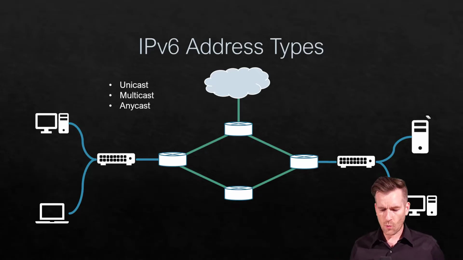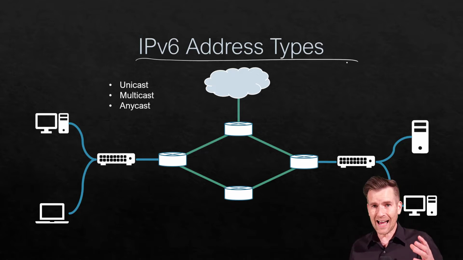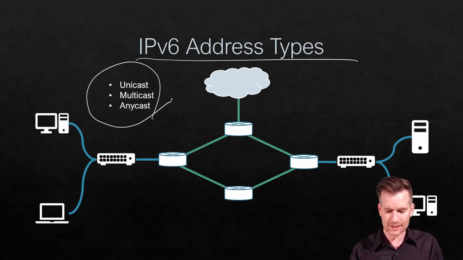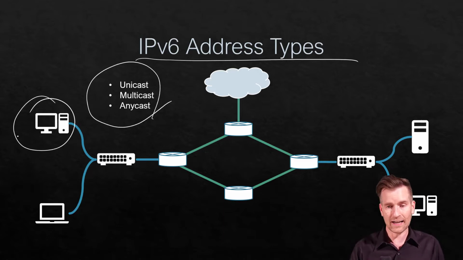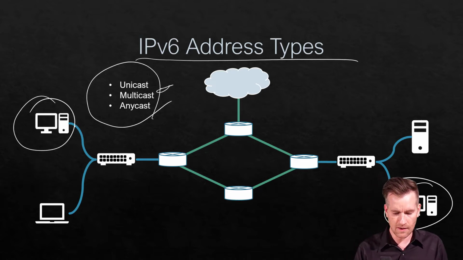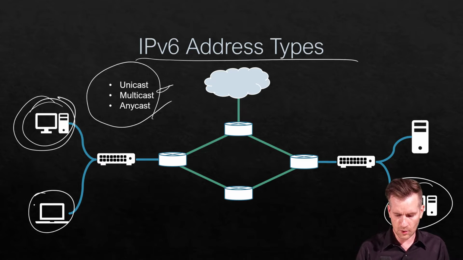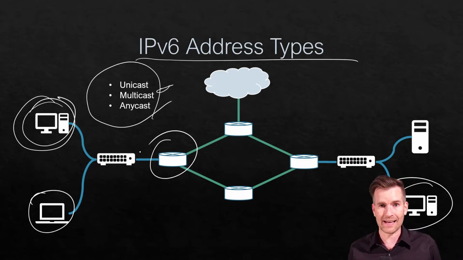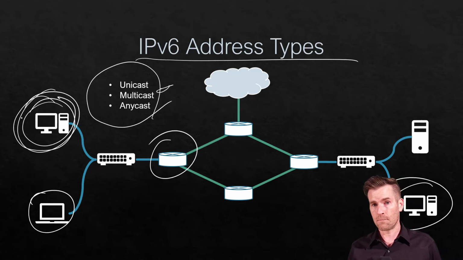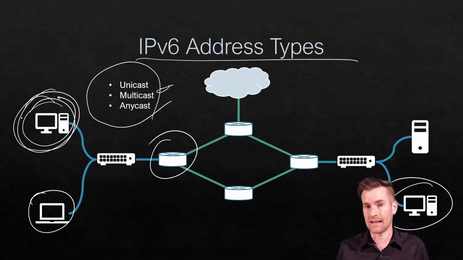In a prior video, we talked about IPv6 addresses and how it does not have broadcasts. What it does have is Unicast, Multicast, and Anycast. Unicast being from one device to one device, one-to-one. Multicast being from one device to multiple devices, one-to-many. And Anycast being from one device to one of potentially many devices.